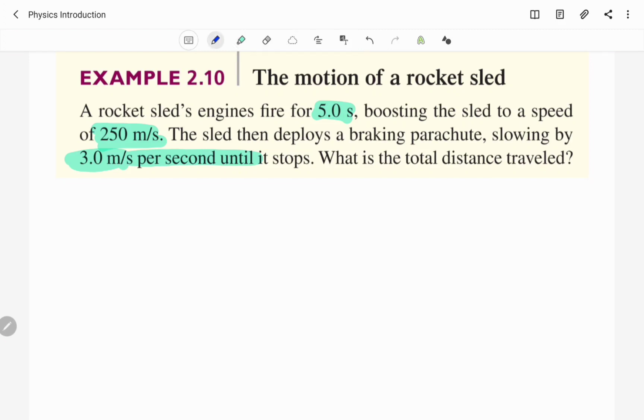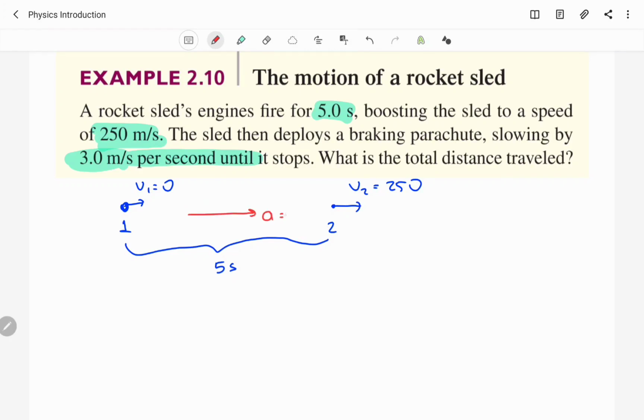So let's draw a diagram. This is the initial point. Let me call it point 1. Velocity here is 0. Point 2 is the point after 5 seconds, and the velocity here becomes 250. The time interval between point 1 and point 2 is 5 seconds. So it accelerates between 1 and 2. This is the direction of acceleration. Let's call it A1, and this A1 is unknown.